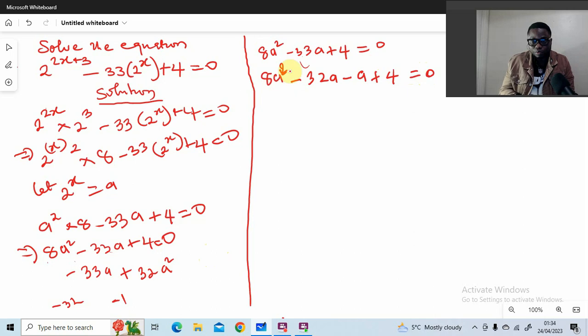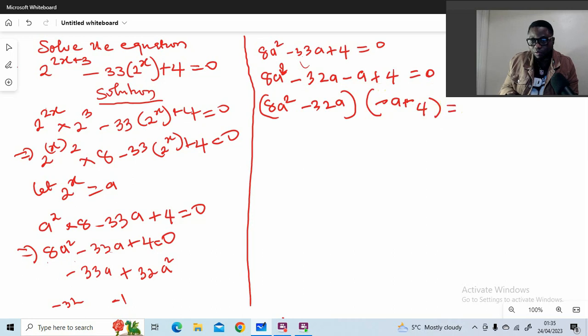Okay, so now I'm going to factorize. Factorizing this, I'll have 8a squared minus 32a in brackets and a plus 4 equals to 0.